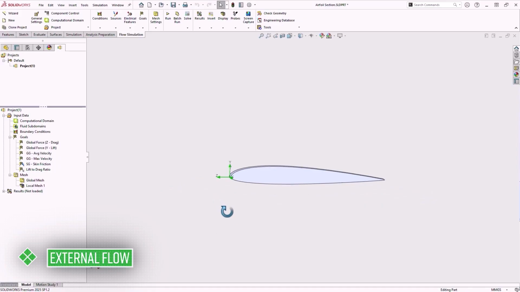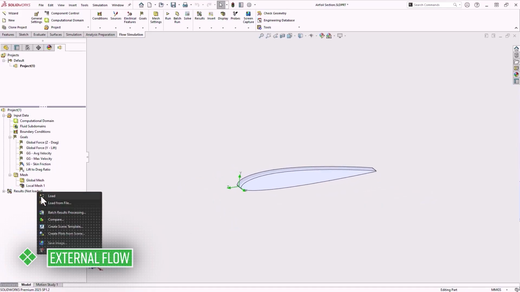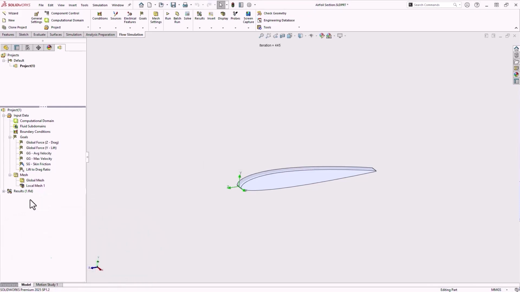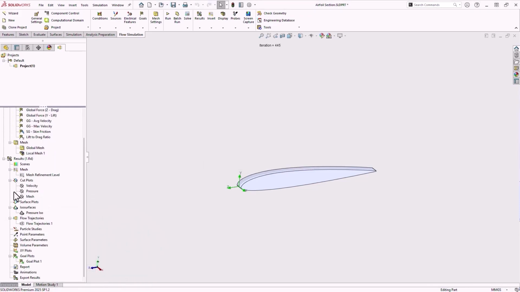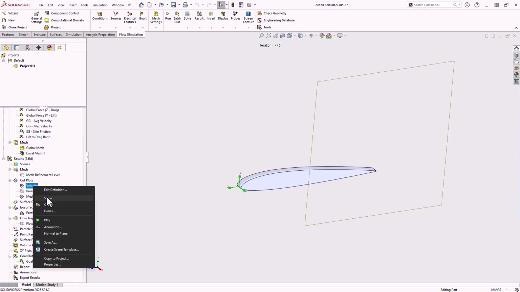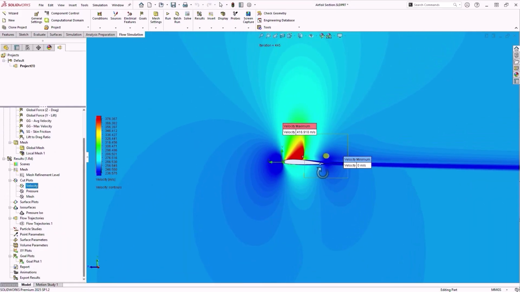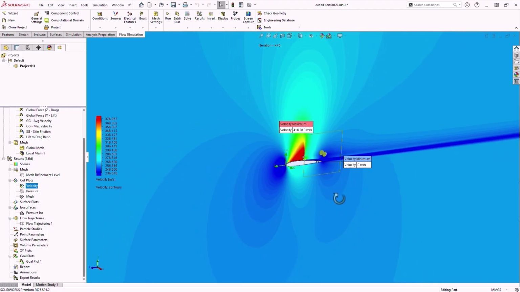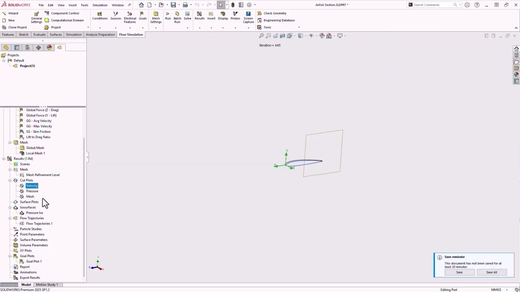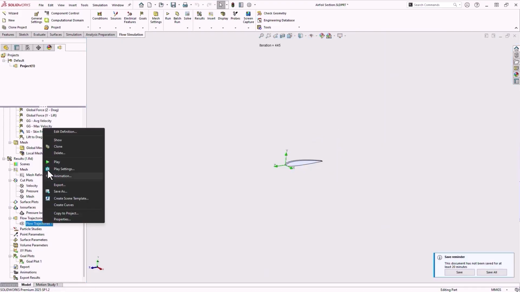In contrast, we use external flow analysis when we're interested in the effects of how fluid moves around the outside of our model, or anytime we want to capture the effects of a large open environment. Imagine we want to predict the performance of an aircraft wing. We're interested in the interaction of the wing and the outside environment, the large volume of air flowing past it, with the goal of predicting lift and drag forces.